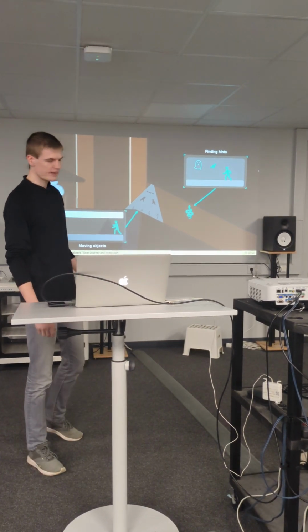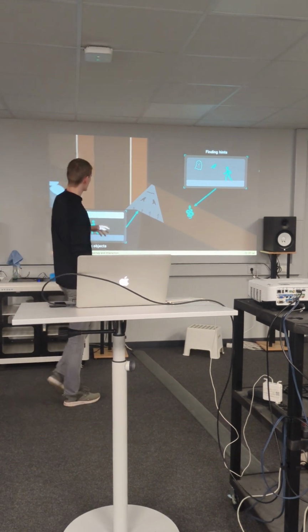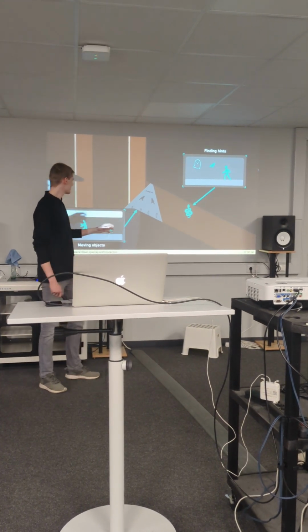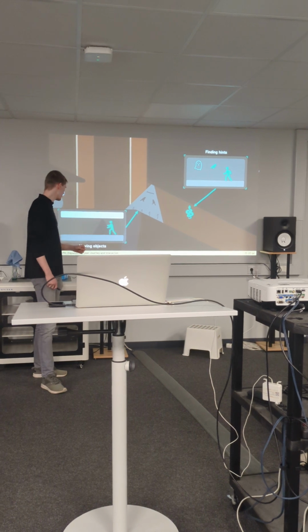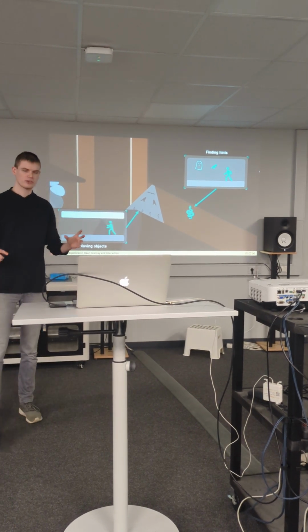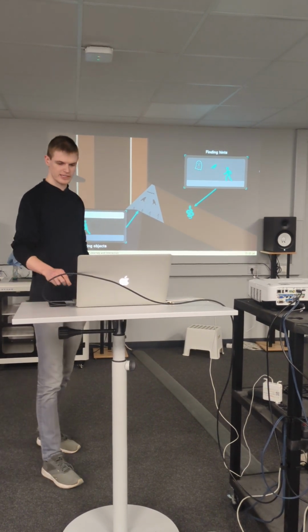Then we go on, another interaction, moving objects. This is called a bendman stone, and they had those in the pyramids, and you will be able to move this block in order to find new pathways and explore the pyramid further.